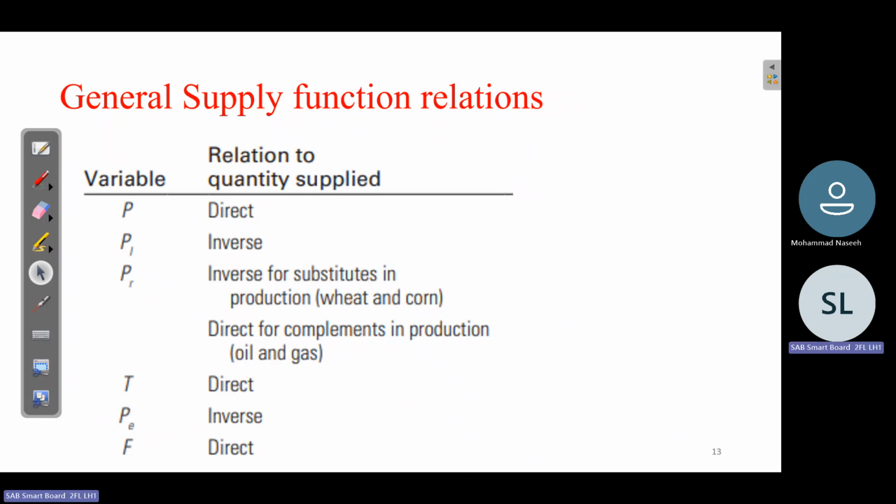Price of input increase. What will happen to your profit more? Profit more increase. Profit more increase. Price of input value.